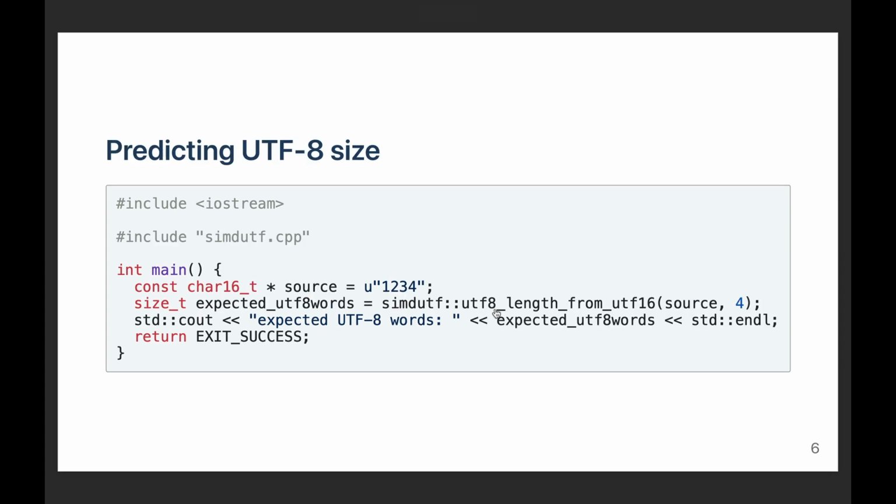Again, just like in the UTF-8 case, I can try to predict the output size of a UTF-16 to UTF-8 transcoding. This time the function is called UTF-8 length from UTF-16. Because in my simple example it's just ASCII, I know that the answer is going to be 4. So I have 4 16-bit words, and if I convert them to UTF-8, it's going to output 4 bytes.